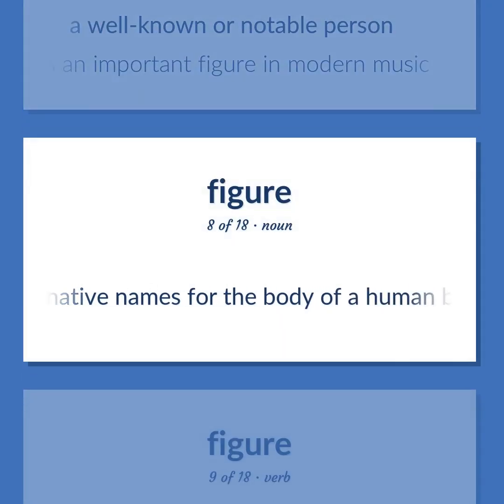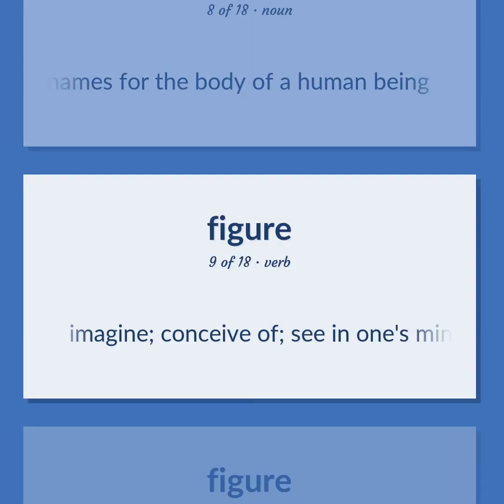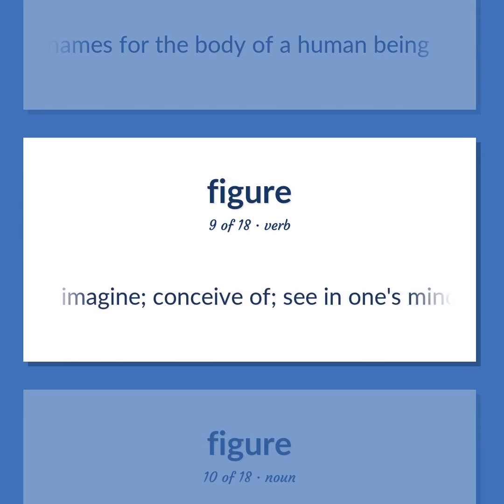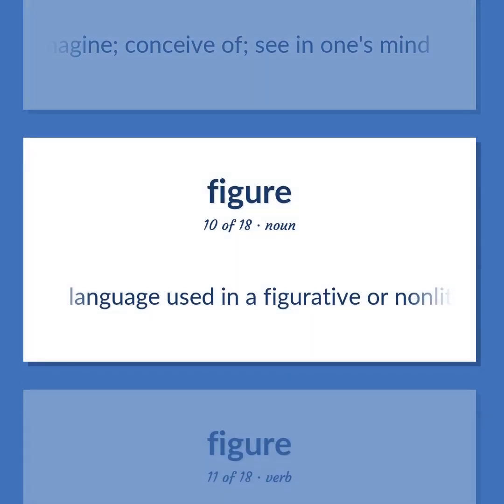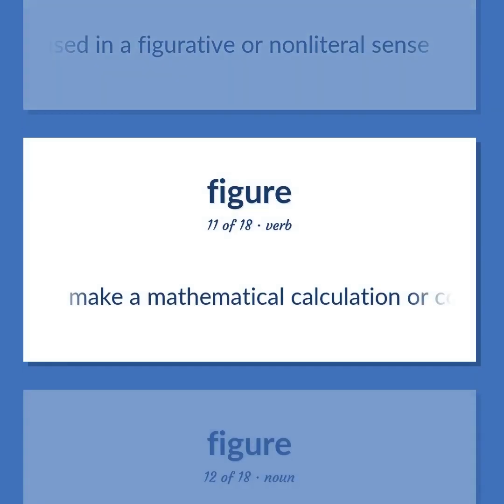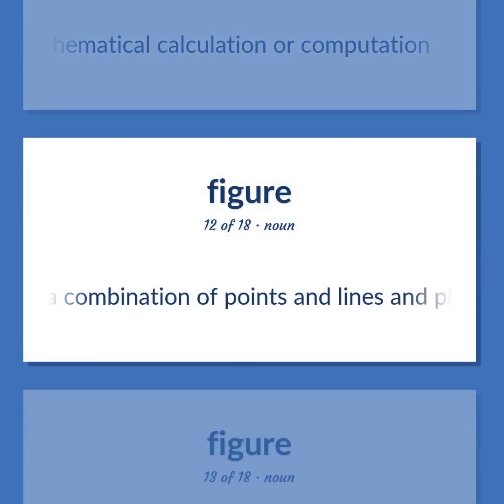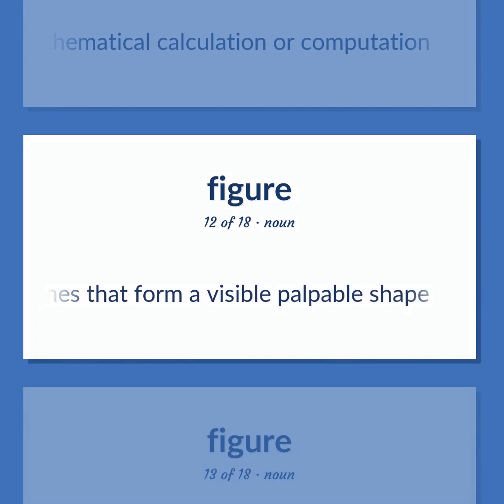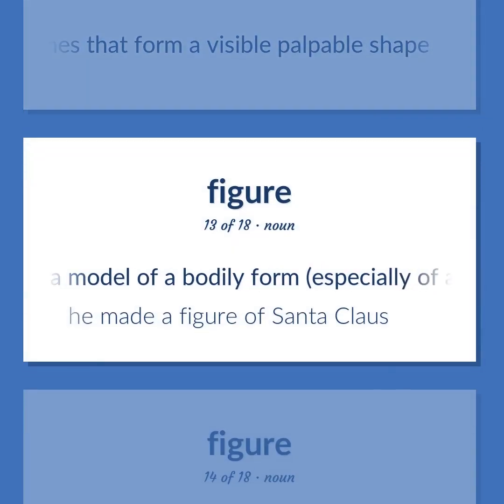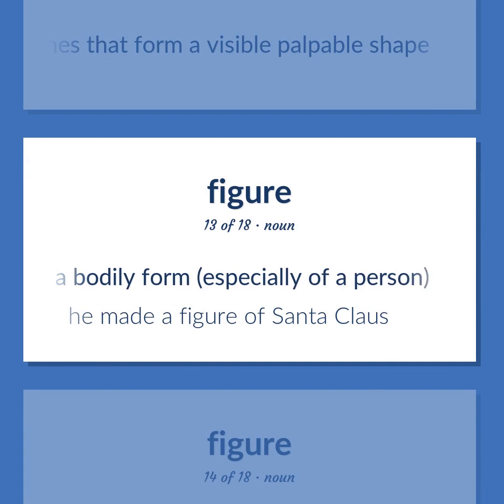Alternative names for the body of a human being. Imagine. Conceive of. See in one's mind. Language used in a figurative or non-literal sense. Make a mathematical calculation or computation. A combination of points and lines and planes that form a visible palpable shape. A model of a bodily form, especially of a person. He made a figure of Santa Claus.